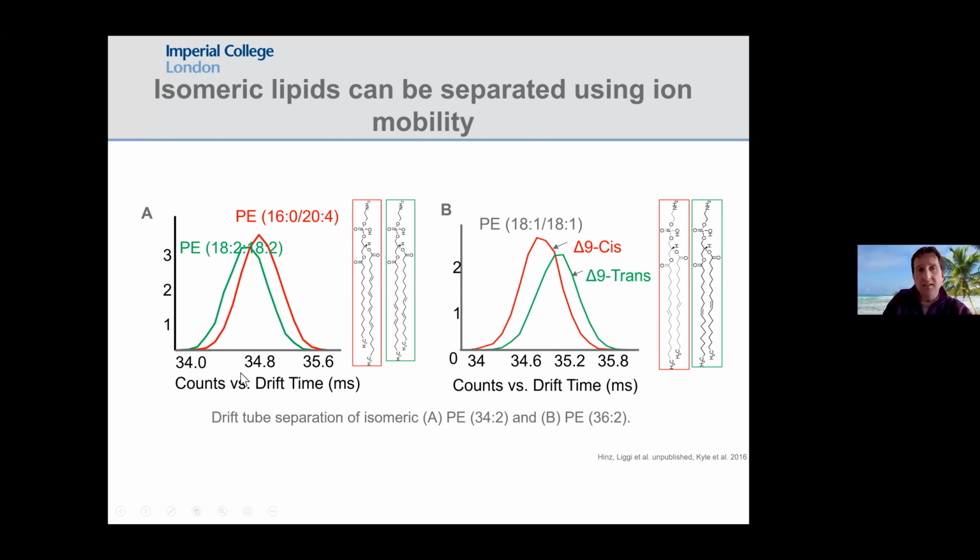So on the left-hand side, you can see how we can separate out two different PEs over here that are isobaric in terms of their structures.